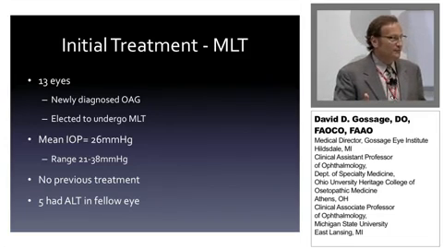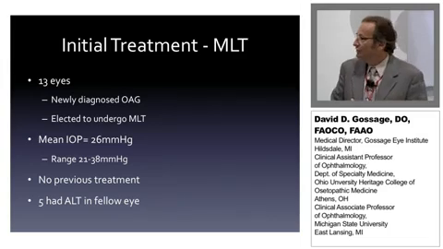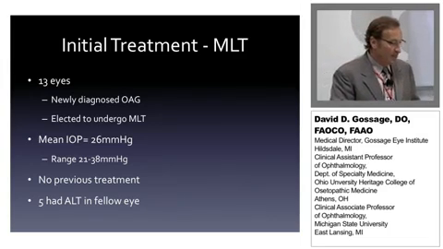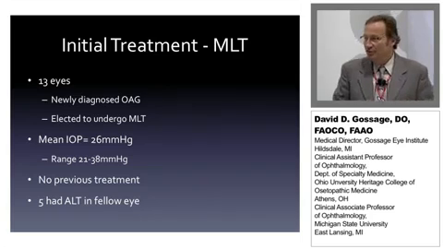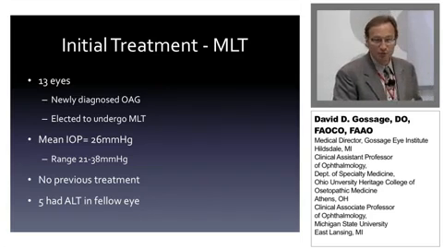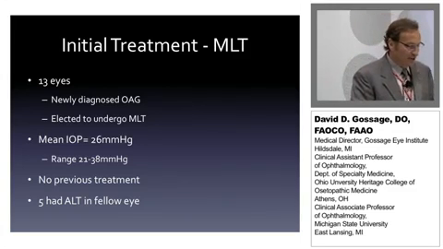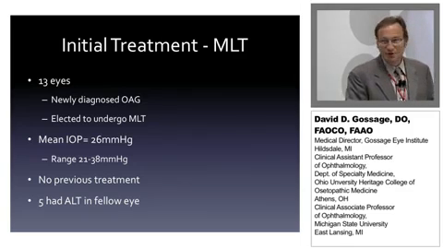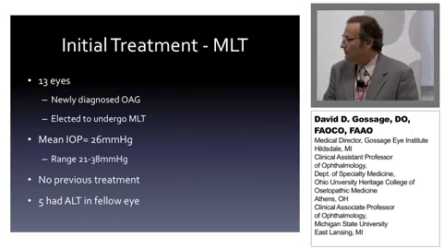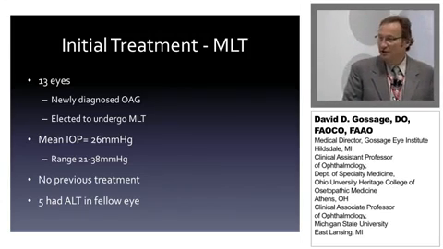So what we did is we first looked at 13 eyes that were newly diagnosed with open angle glaucoma. These patients elected to undergo the MLT procedure. The mean IOP was 26 millimeters of mercury, and it ranged anywhere between 21 and 38 millimeters of mercury. These patients had no previous treatment, and 5 had an ALT in the fellow eye.